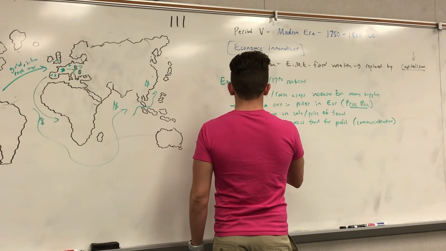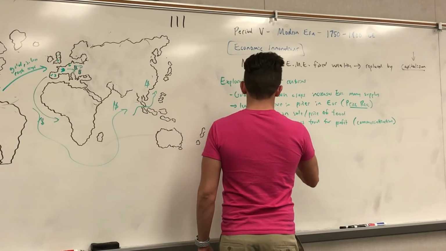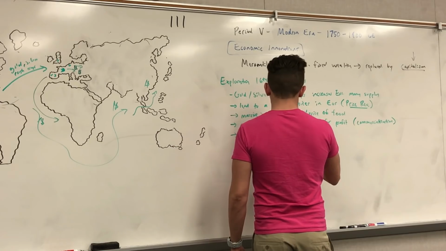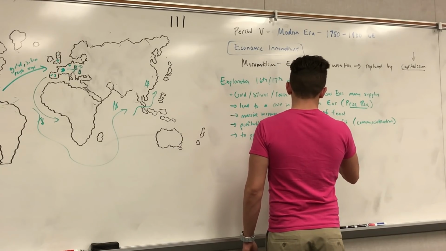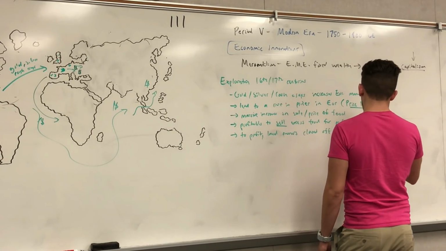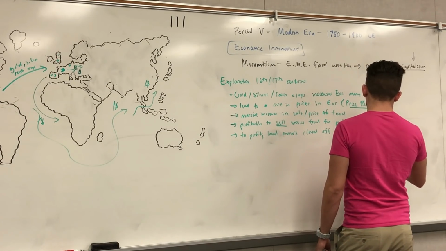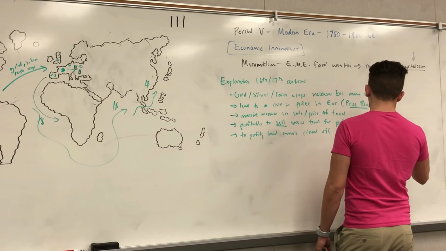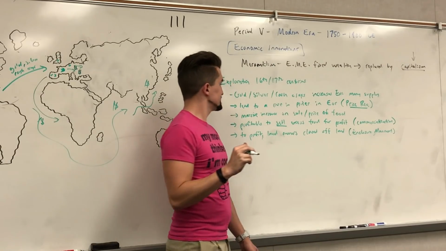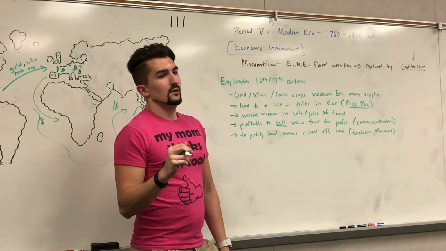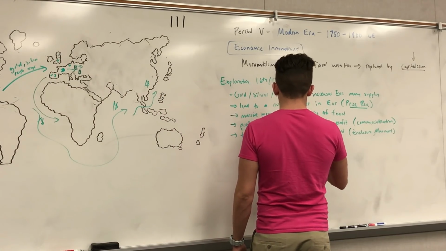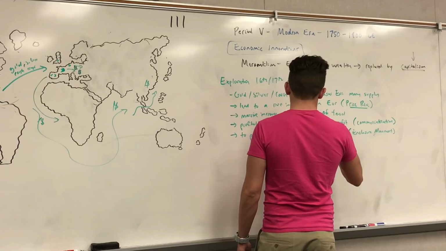So to profit, landowners closed off land. That's the enclosure movement. They close off land, and they start making it for profit, right? And of course, this is the end of common land.